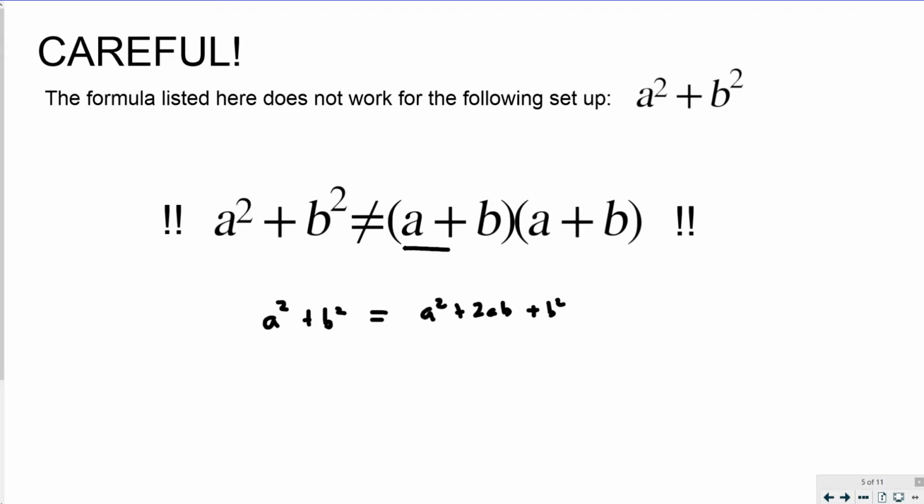If you were to actually FOIL this half out here, this is what it turns into. And they are not equal. So be careful, all right? These two things multiplied together do not equal a squared plus b squared, and a squared plus b squared backwards is not this. So they cannot be factored back and forth, so just be careful.